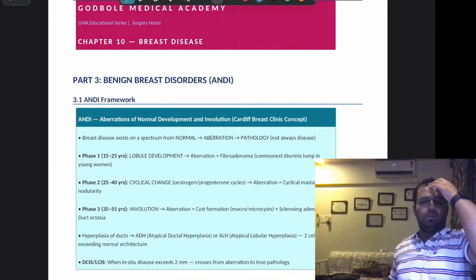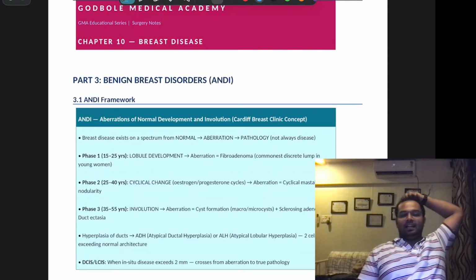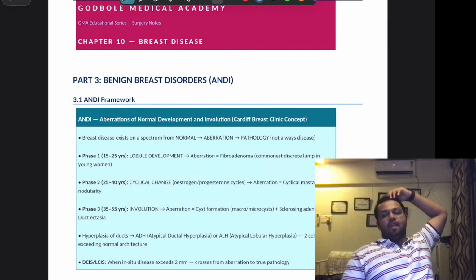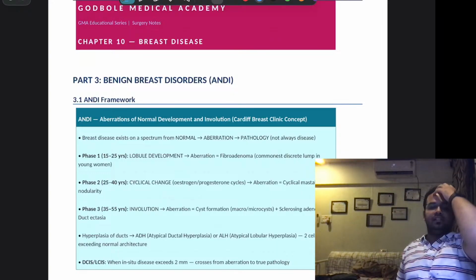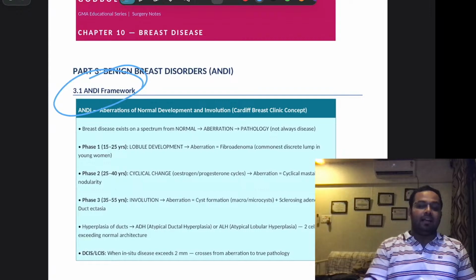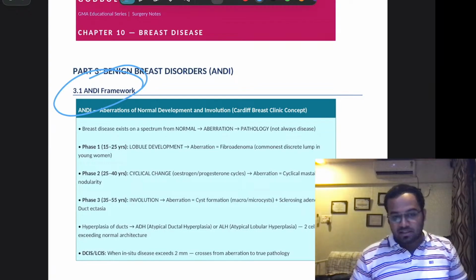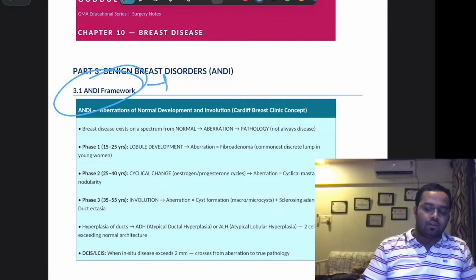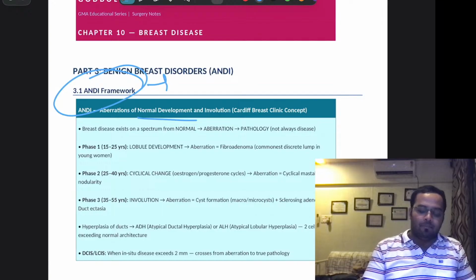So now we are going to talk about the benign breast disorders. After completing the basic investigations of the breast, now we are going to talk about the benign breast disorders. Sir, what is important in benign breast disorders? So always remember this is ANDI. What is ANDI? My name is Anand, so is it Andy? No, my name is Anand. This is ANDI: aberrations of normal development and involution.